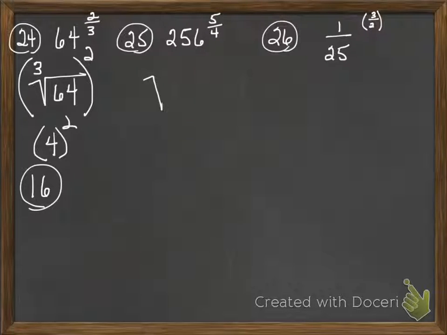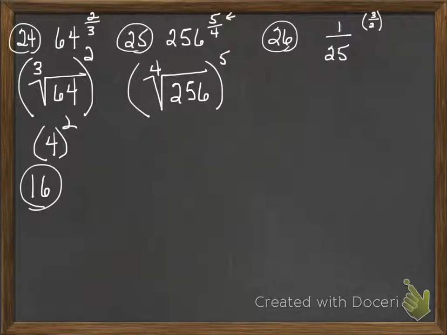Example 25. The 4th root of 256, we're going to do the index first, put that in parentheses, then you'll raise it to the top number on your fraction, which is the 5. The 4th root of 256 means what times itself 4 times is 256. That's something we're trying to memorize. If you don't have it memorized yet, look at your orange sheet. What times itself 4 times is 256. That's going to give us 4.